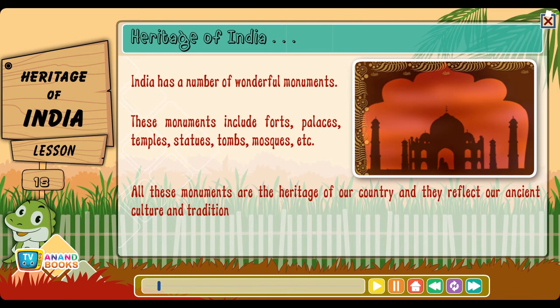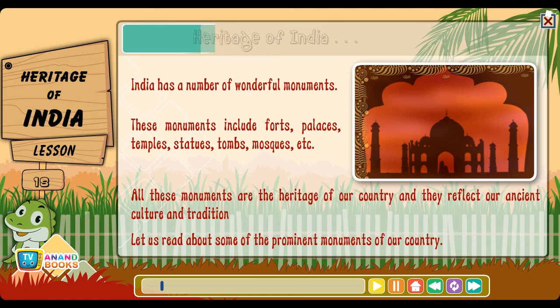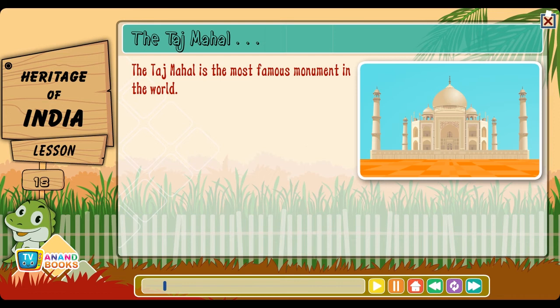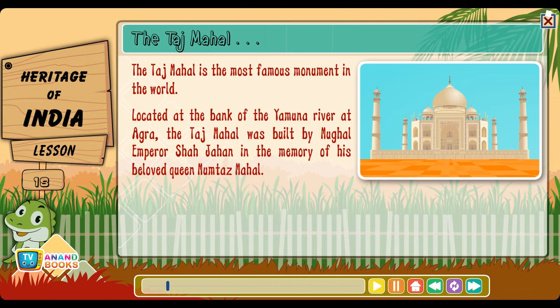Let us read about some of the prominent monuments of our country. The Taj Mahal. The Taj Mahal is the most famous monument in the world. Located at the bank of the Yamuna River at Agra, the Taj Mahal was built by Mughal Emperor Shah Jahan in the memory of his beloved Queen Mumtaz Mahal.